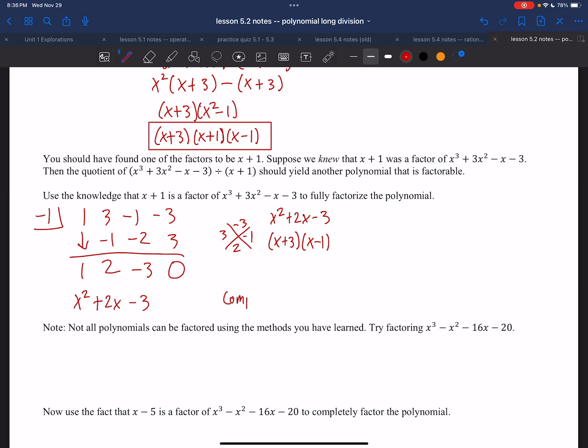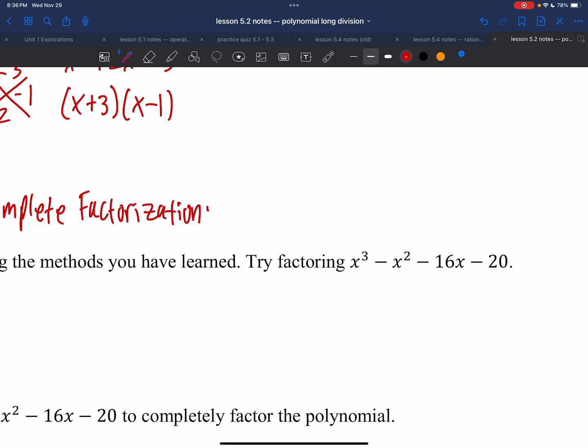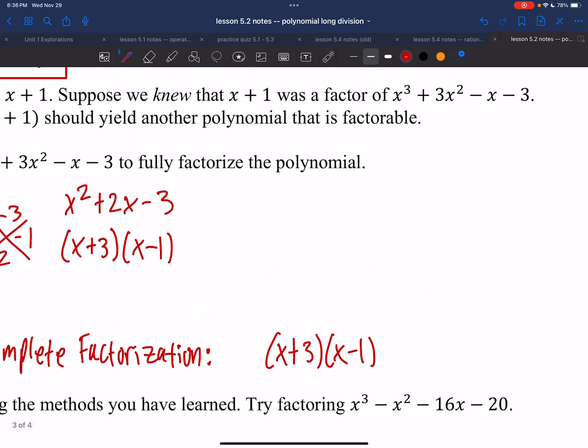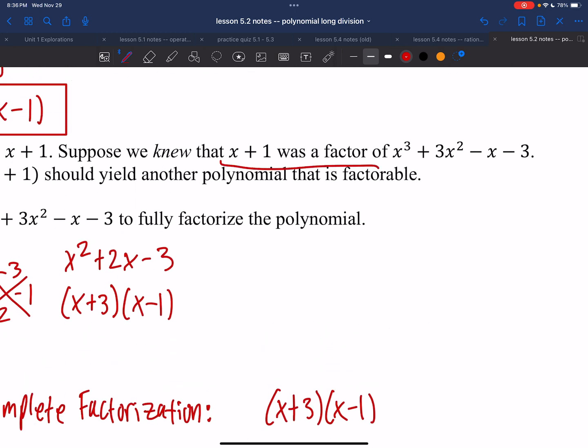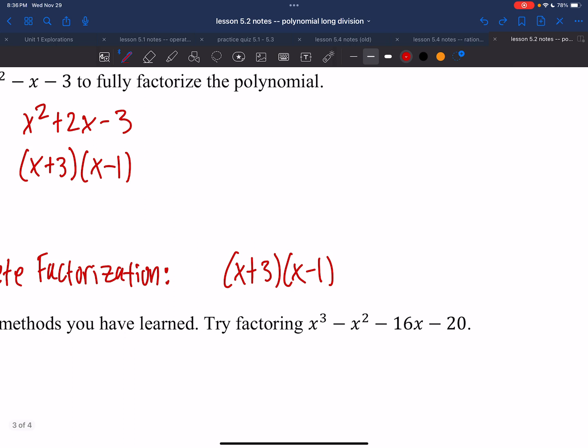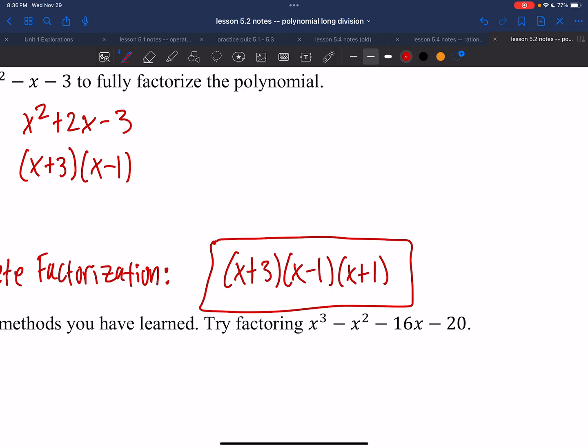The complete factorization is what, right? Well, it's the quotient you found, x plus 3 times x minus 1, but don't forget, x plus 1 was a factor we knew, so that's still part of the factorization. And, of course, that matches the result we just obtained in the above part.